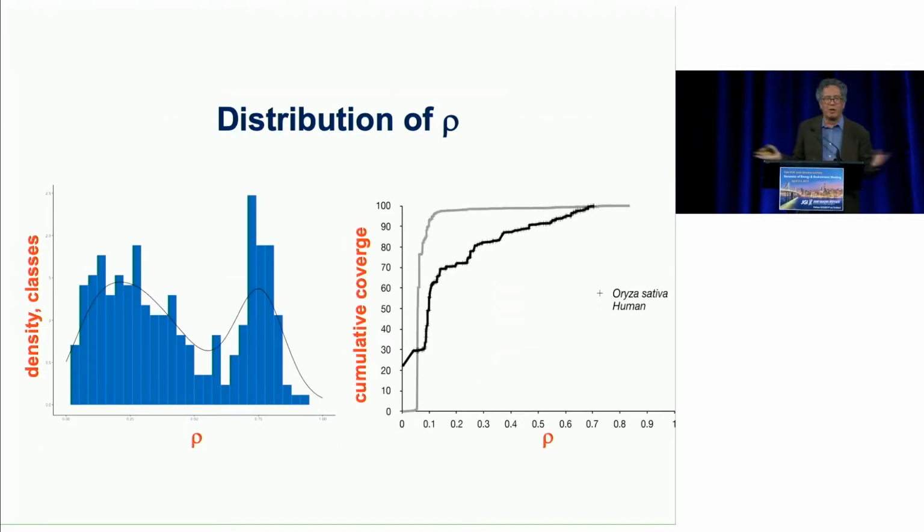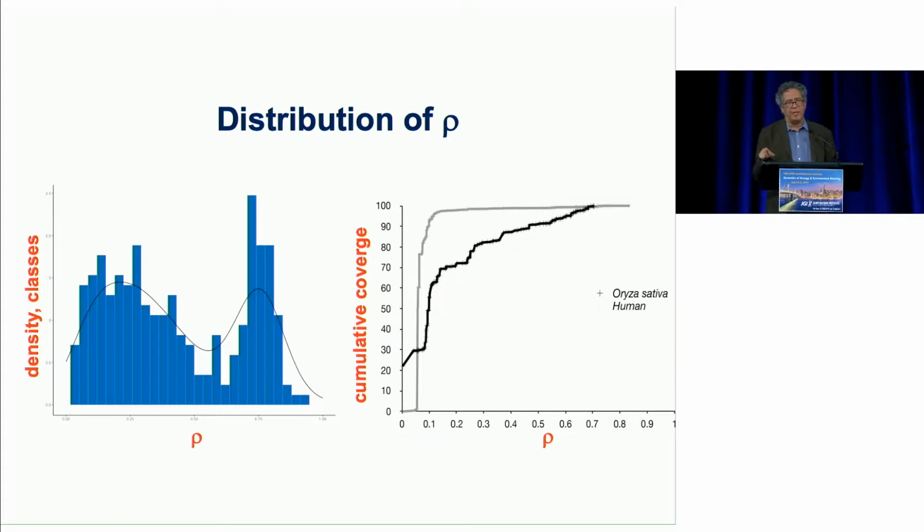The distribution of rho across these classes along the genome is bimodal. This is just by classes. Several of the classes have a rho of greater than 0.5, approximately 0.75. These are the high rho classes. In terms of genome coverage, they only represent 10% of the genome. So only 10% of the genome is in this high rho category. The majority of the genome is in the low rho category, rho of less than 0.4.